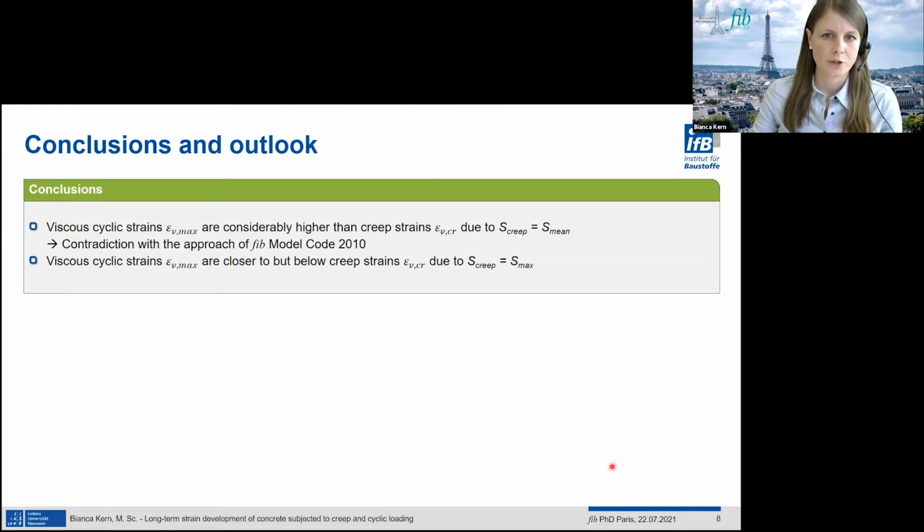In summary, I have shown you in this presentation that for normal strength concrete with specimen moisture of approximately 100% under cyclic loading with maximum stress below 45%, viscous cyclic strains are higher than creep strains due to creep at S mean. Instead, viscous cyclic strains are closer to but below the strains due to creep at S max, which contradicts the model given in fib Model Code 2010. Therefore, further research is required.